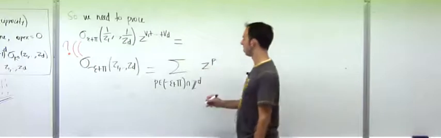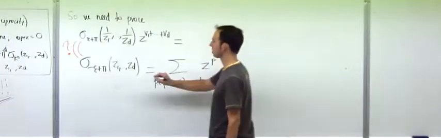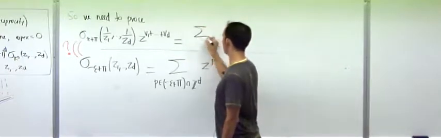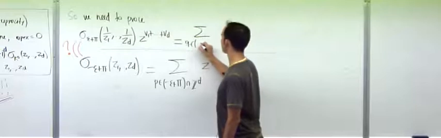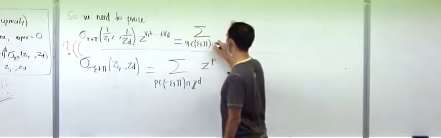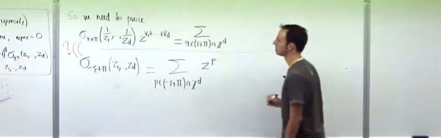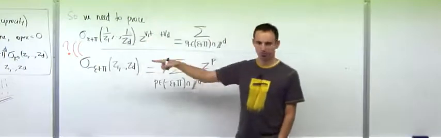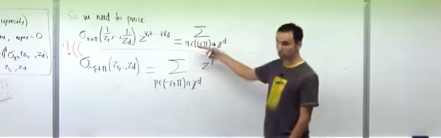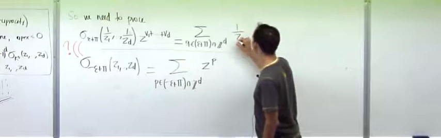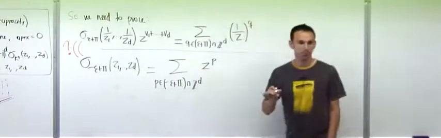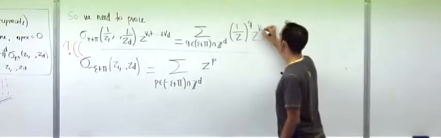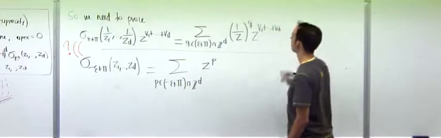And what about this? Okay, so this one is the summation over lattice points in this fundamental parallelepiped. Okay. But now you see, instead of my variables being z, they are 1 over z. Okay. So instead of getting z to the q, what I get is 1 over z to the q. And then z to the v1 plus dot dot dot plus vd. Okay?